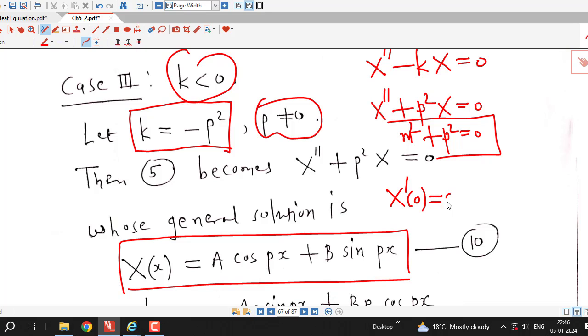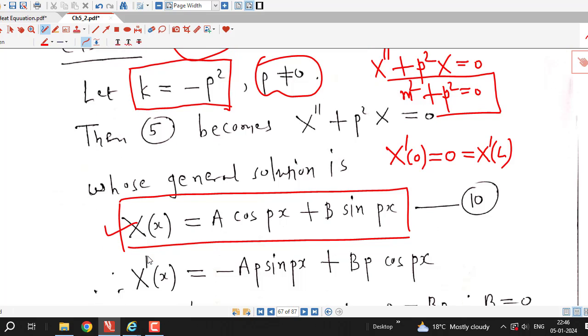X dash is 0 at x equal to 0 and at x equal to L. So I differentiate this with respect to x. Derivative of cos is minus sin, and into derivative of px is p. Same thing here, derivative of sin is cos, into derivative of px is p.